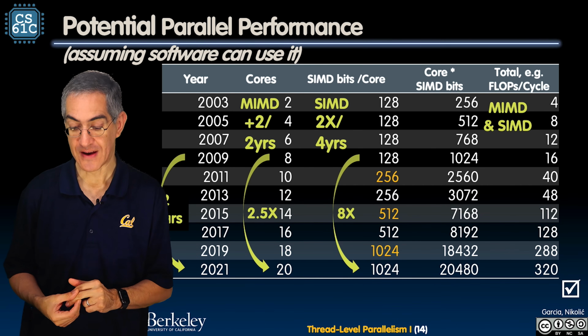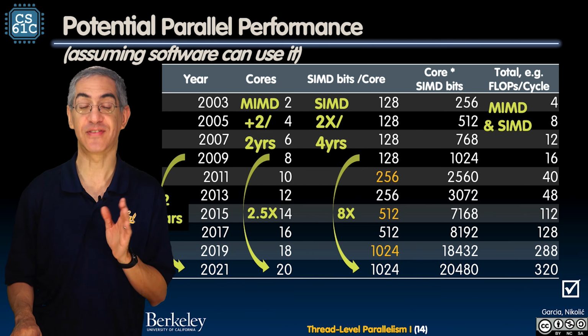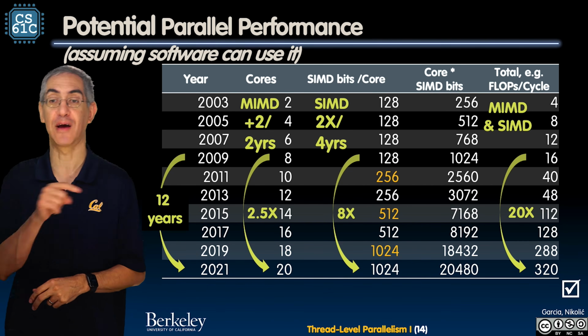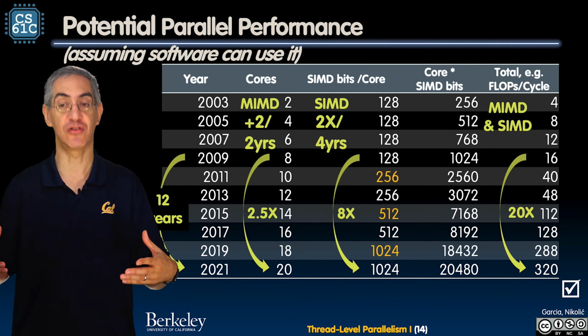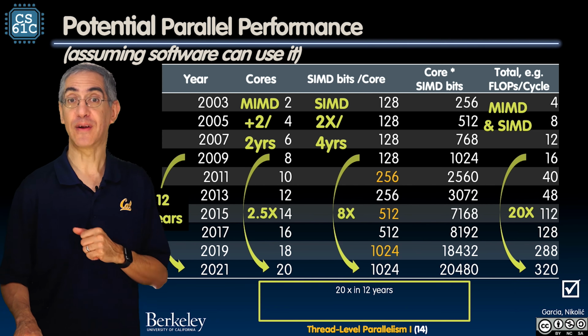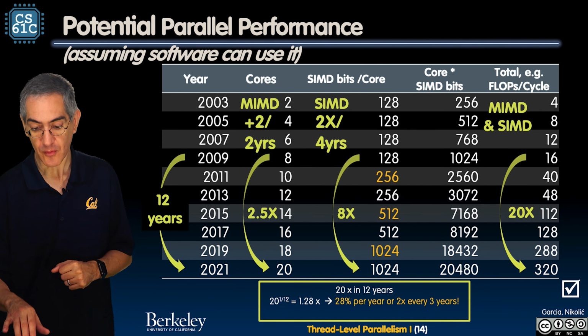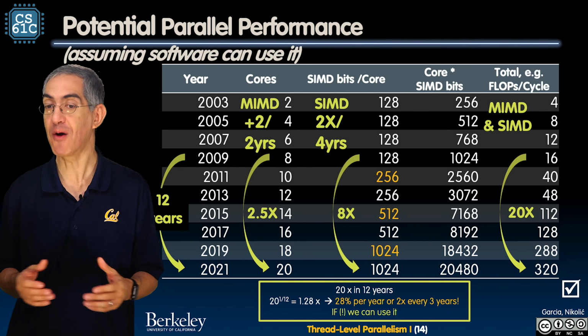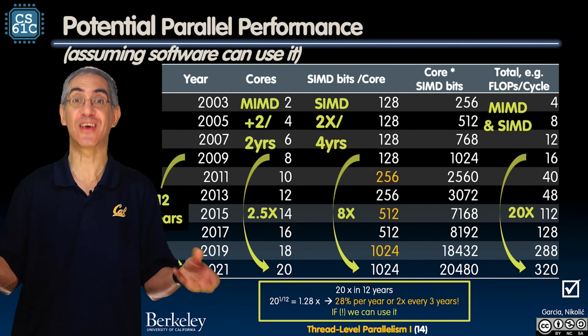over those 12 years. This is an 8 times increase in the number of SIMD bits per core, which is nice. If you multiply the cores times the SIMD bits, the total floating point operations you can do per cycle is a factor of 20. So that's 20 times in 12 years, or basically doubling every 3 years, if we can use it. So now I've got this system at the bottom line. How do we make use of all this stuff?